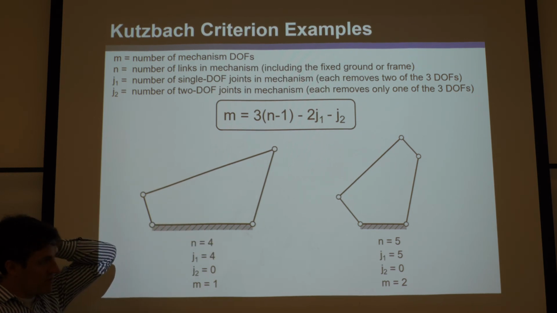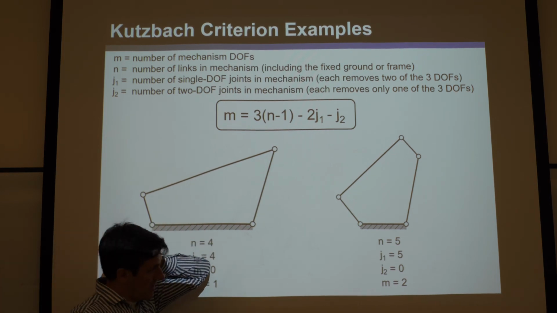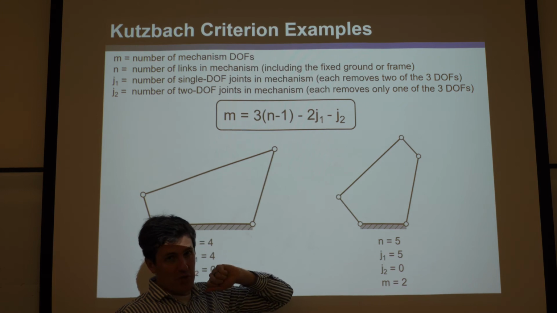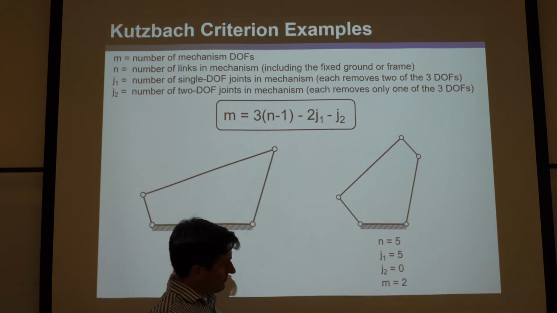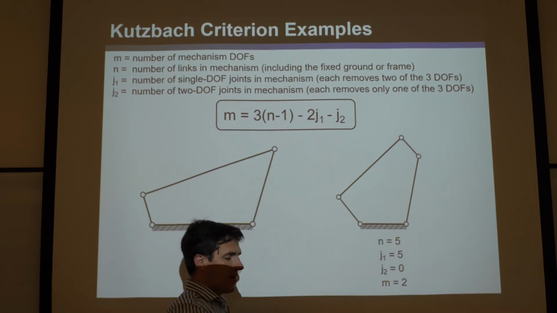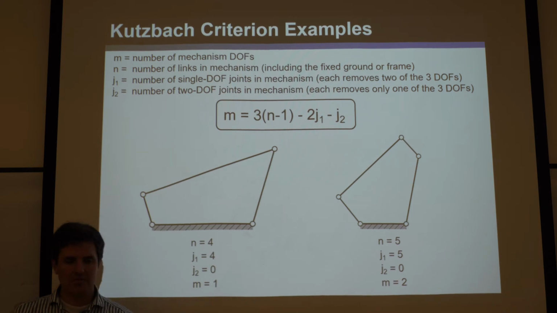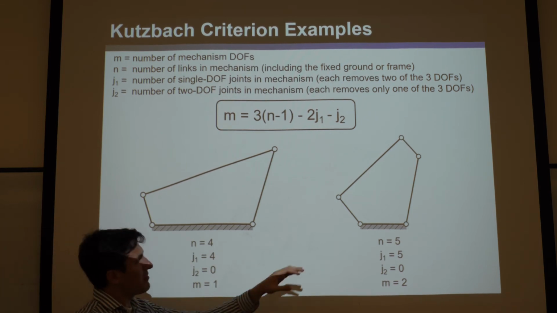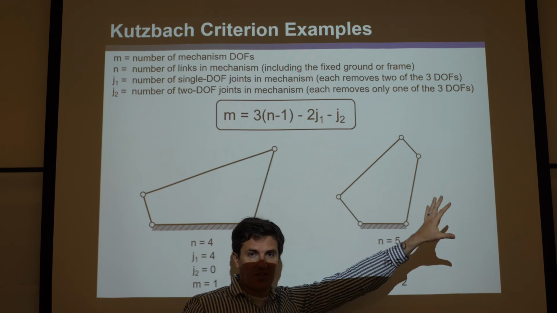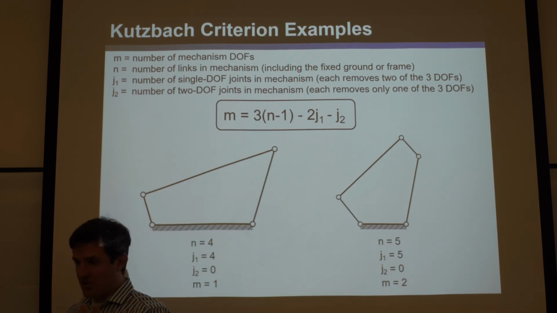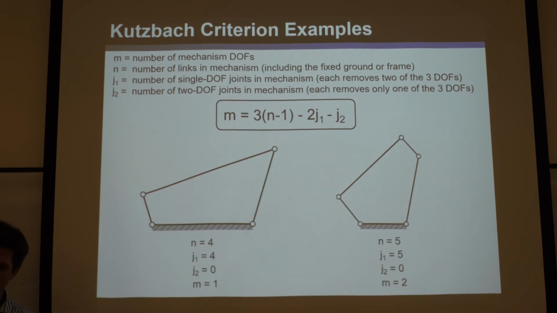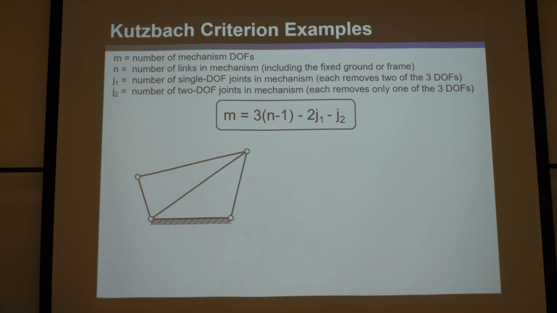I recommend you do the simple calculation, and you'll find there is a mobility of 2, which makes sense because, like we said before for the 5-bar, it takes 2 independent parameters to fully define it. It would take me holding 2 of these fixed to lock the whole thing up, and it would take 2 motors to fully define and drive it. Okay, so let's look at some more interesting examples.